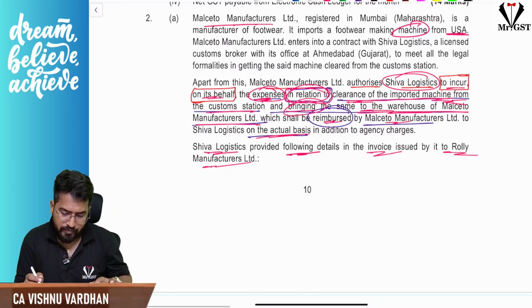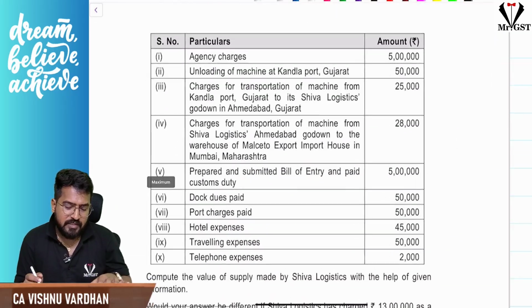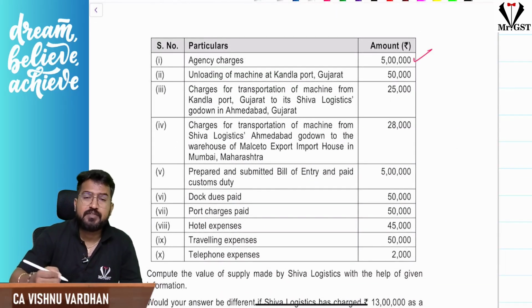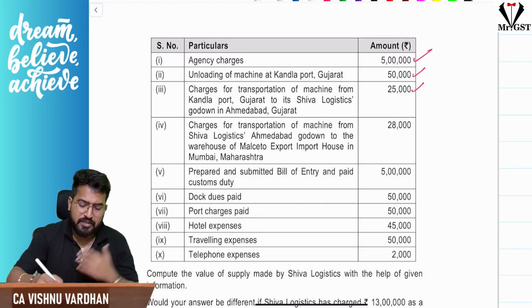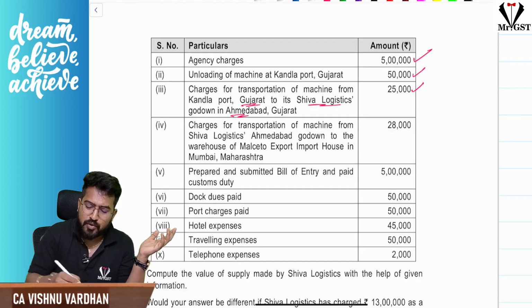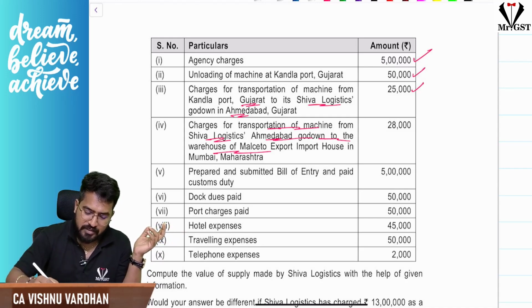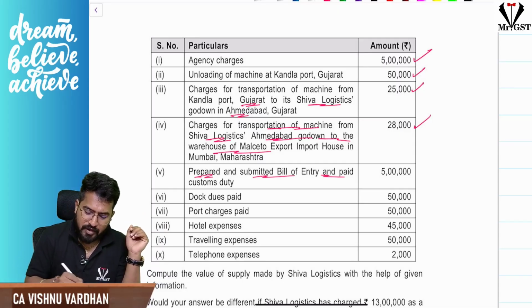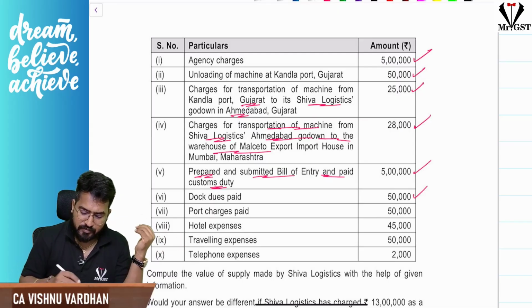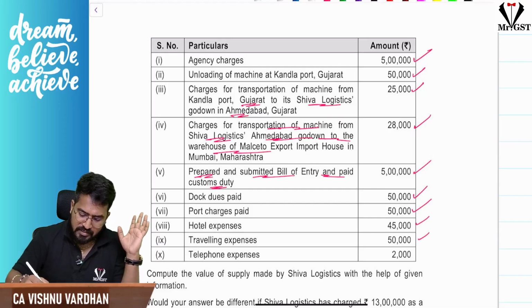This is the invoice. For his agency services, the charge is 5 lakhs, unloading of the machine 50,000, charges for transporting the machine from the port to the Shiva Logistics godown 25,000, and charges for transporting the machine from the Shiva Logistics Ahmedabad godown to the warehouse of the Malsito import house. Transportation again, prepaid, and submitted bill of entry and paid customs duty. Dock dues paid, which is also regarding the port area, port charges paid, all this stuff. Total expenses, traveling expenses, telephone expenses.